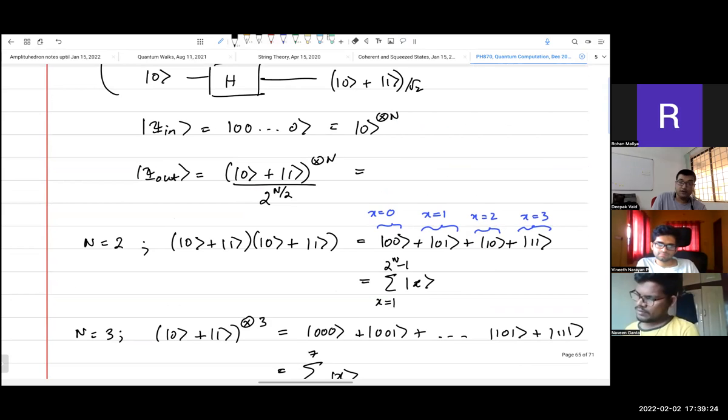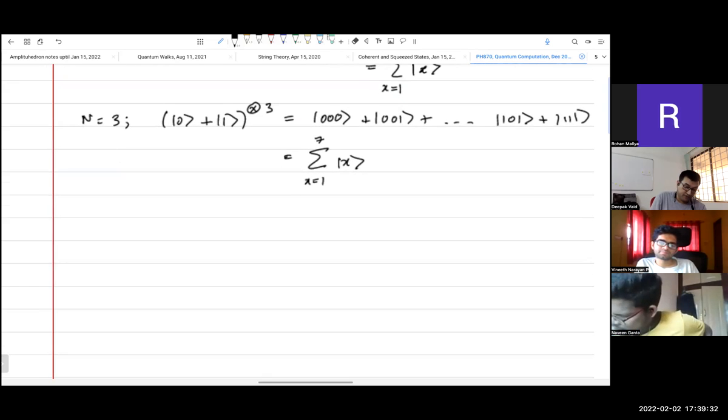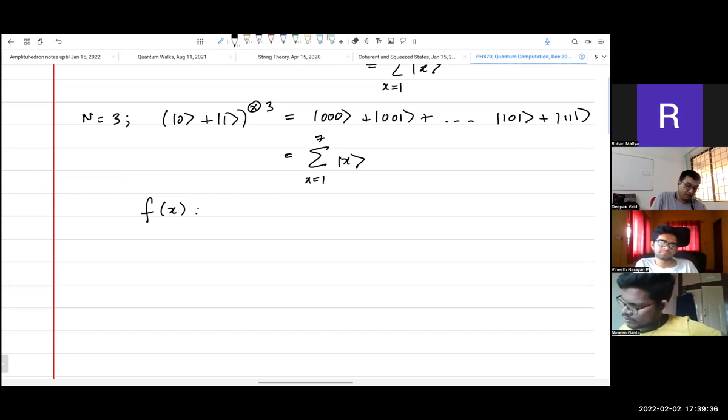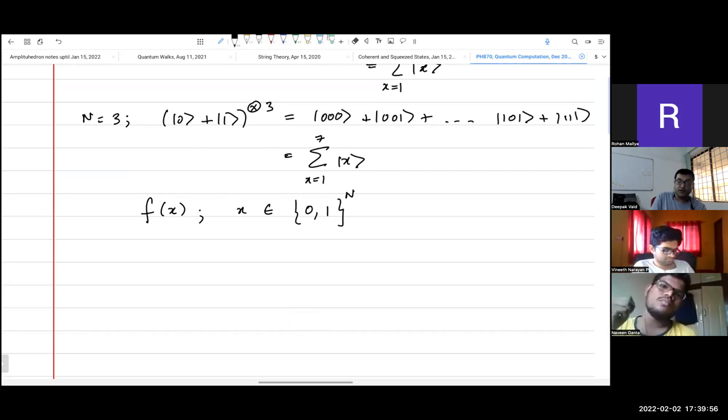Okay. Now, let's say our function f of x is something which takes n bits. So we have a function f of x where x is an n bit variable. Okay, so that's what this notation means. You're taking n values from this set, and our function is a binary function on this set. So it gives us a 0 or 1.